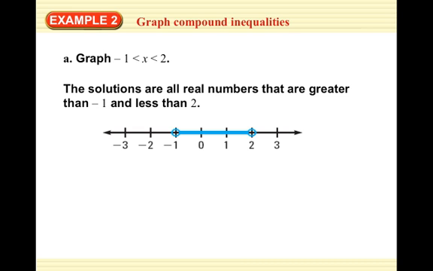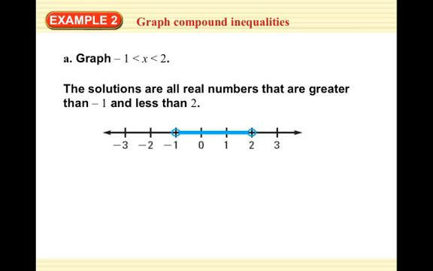So we're going to graph -1 < x < 2. So the solutions are all real numbers that are greater than -1 and less than 2. So both things have to be true. The x has to be greater than -1. It also has to be less than 2. And it's nice the way it's written. See how the x is kind of written between -1 and 2? So you're going to color in the part of the number line that's between -1 and 2.